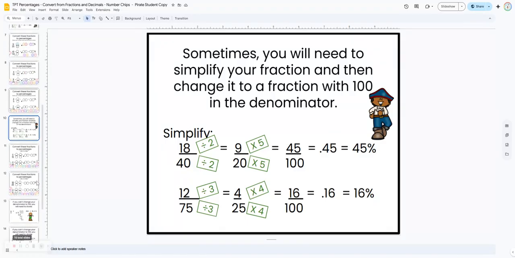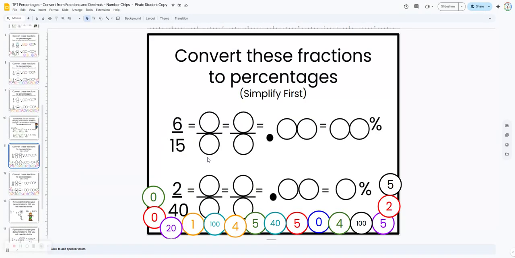So the next 2 slides, they're going to be simplifying first and then changing it to an equivalent fraction with 100 in the denominator.